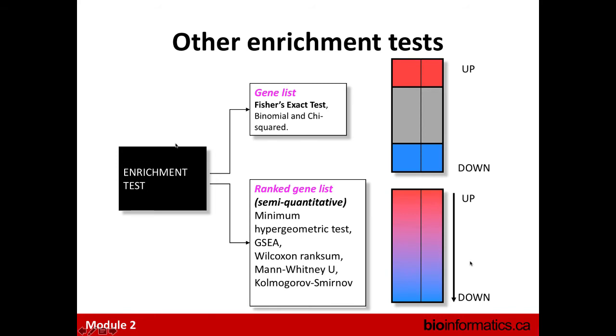Now, if you remember, we spoke about the ranked gene list. If we have a ranked gene list, it's recommended, and we apply different statistics. There are a few that are available. One which is very simple and we are going to see is the minimum hypergeometric test, which is used in the tool GProfiler that we are going to see in the practical lab. And then we are going to see a modified Kolmogorov-Smirnov test that is used in the method called GSEA. And then here it's listed the Wilcoxon rank sum, which is the same as the Mann-Whitney U test. So two different names for the same test.